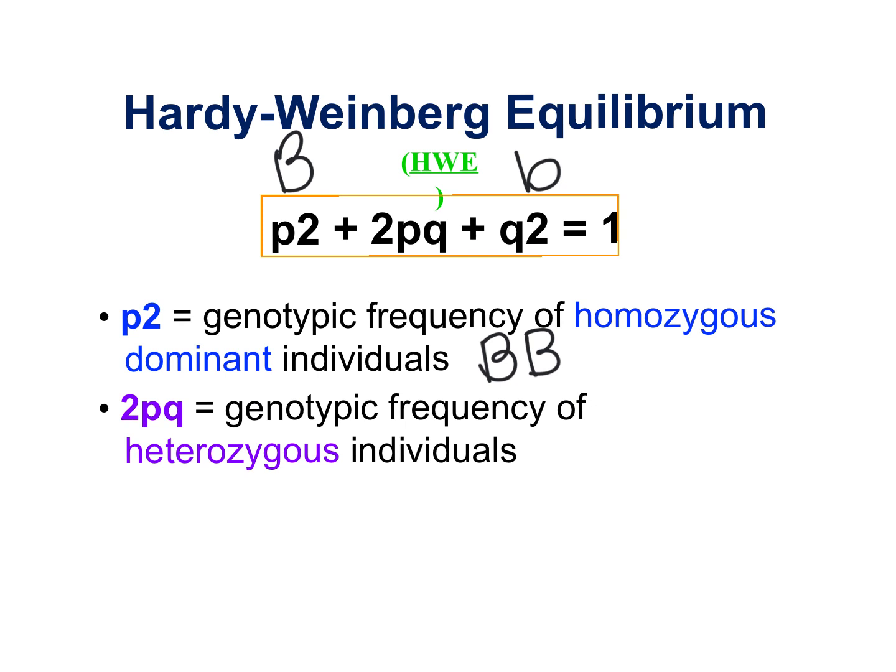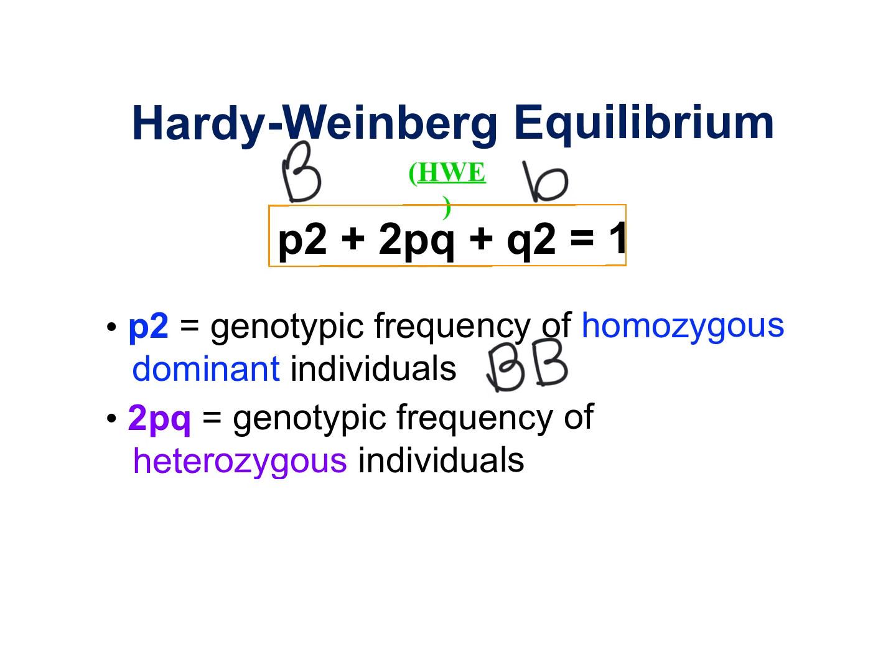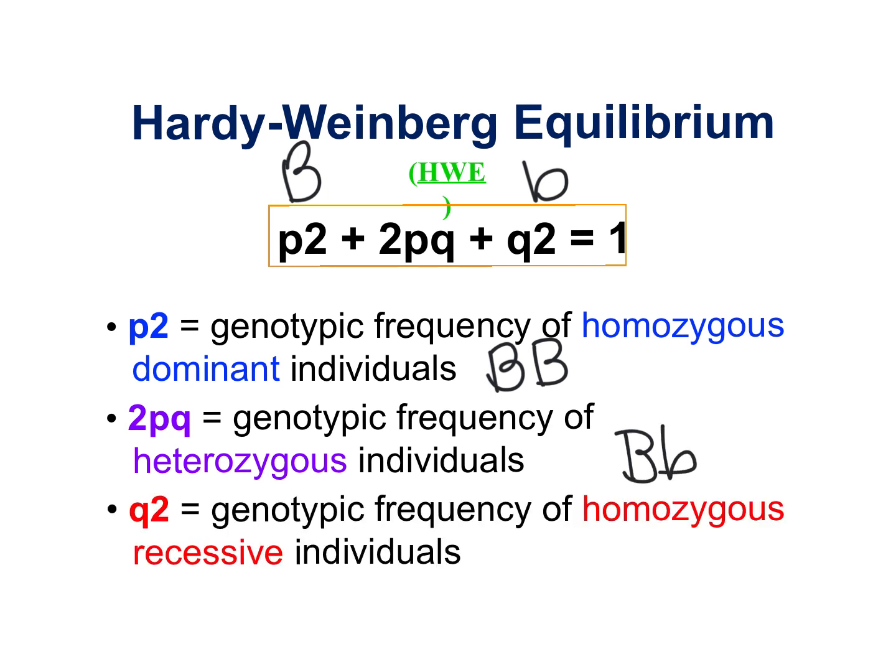Then we have 2PQ, and this is a P and a Q, so it's the genotypic frequency of heterozygous individuals. So this would be representing our big B, little b individuals. And then lastly, we have Q squared, which is the genotypic frequency of homozygous recessive individuals. And again, homozygous means same, and recessive means little. So now we are going to have little b, little b.